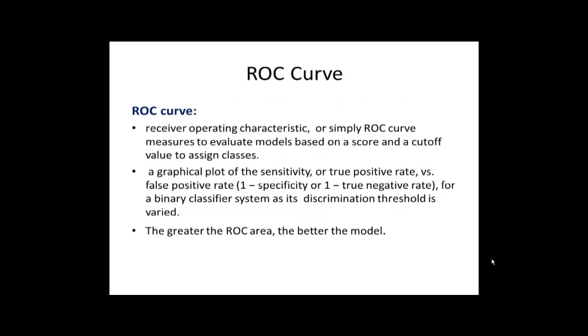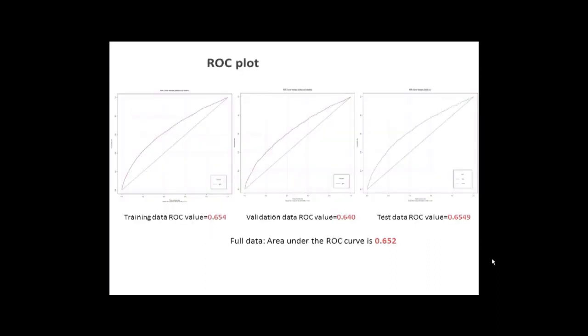This is about ROC, which is called receiver operating characteristic. It's a measure to evaluate models. It's a graphical plot of true positive rate versus false positive rate. The greater the ROC area, the better the model. This shows the ROC plot for training, validation, and test data for the logistic regression model. The purple curve is the logistic regression model, and the blue line is the baseline model. Various ROC values for training, validation, and test data are shown.